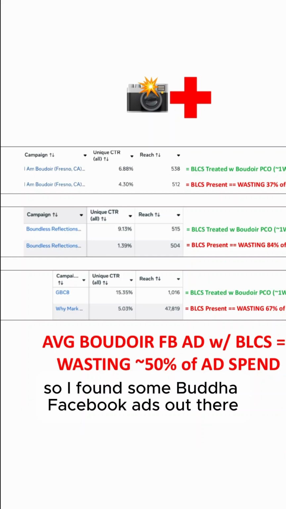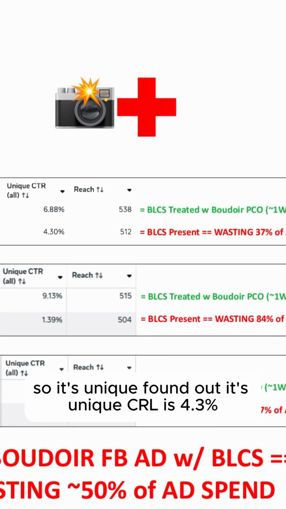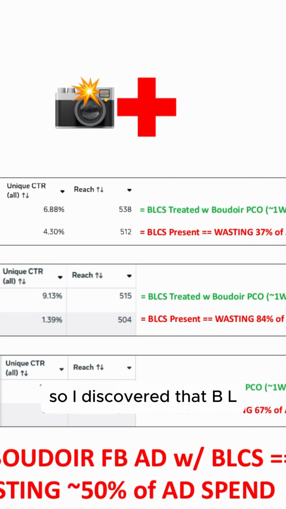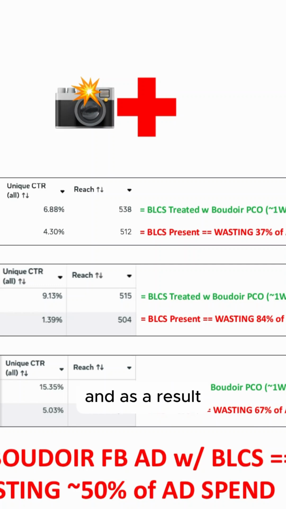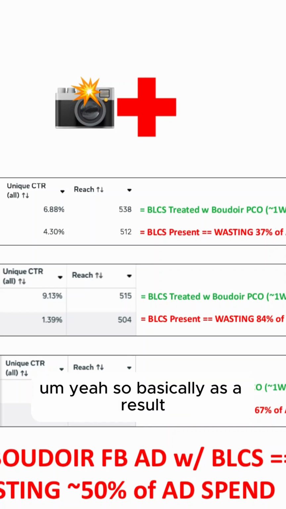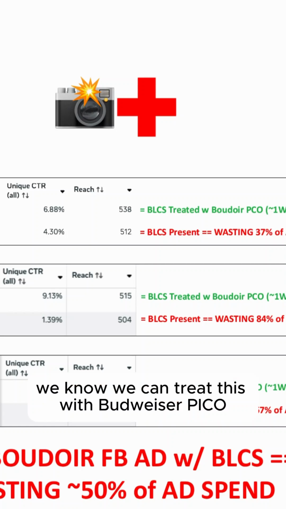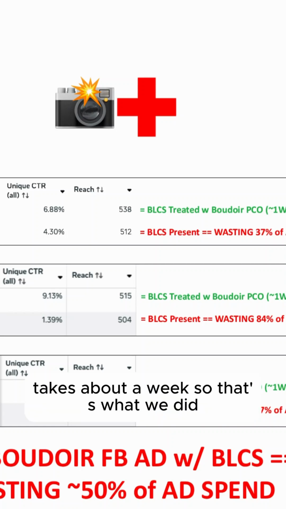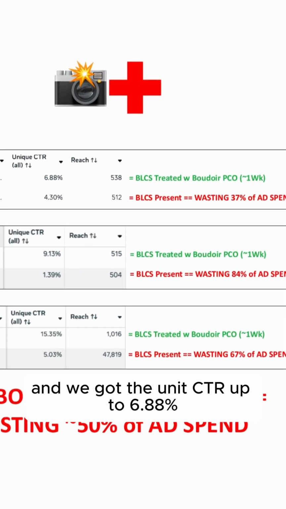So I found some Boudoir Facebook ads out there, brought them to the hospital, tested them. First one up, found out its unique CTR is 4.3%. So I discovered that BLCS is present, Boudoir low click syndrome. And as a result, we know we can treat this with Boudoir Pico. Takes about a week. So that's what we did. Treated it with Boudoir Pico, took about a week. We got the unique CTR up to 6.88%.